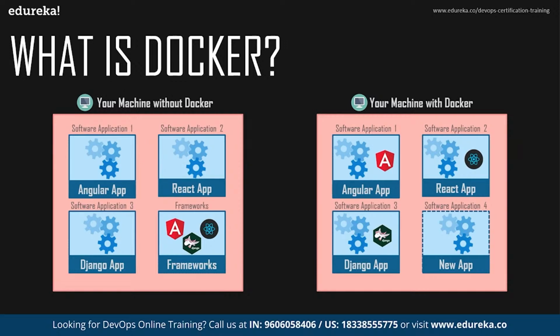Now, how is it different from your machine with Docker? Since you have a Dockerized system, all of the frameworks, binaries and libraries required by your Angular app, your React app, and your Django app can be put into their own isolated containers, which are going to run independently from each other without interfering with another app. And the space in which you had your frameworks stored has opened up. So now you can add another software application there with its own frameworks, libraries, binaries, etc. And that is what Docker is meant to do.